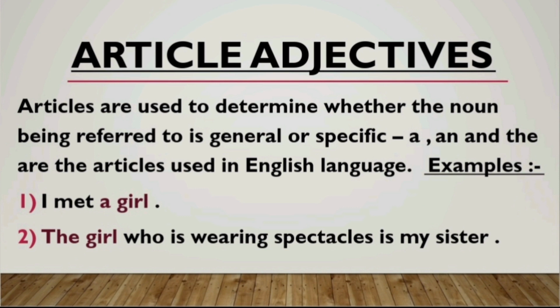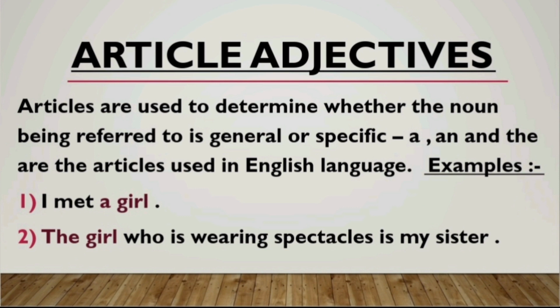The first example before you is I met a girl. I met any girl. I met any random girl. Okay, so here a means one, and it means any random. It is not pointing to any particular girl. Okay, I met a girl, I met a boy, I met a student, right?